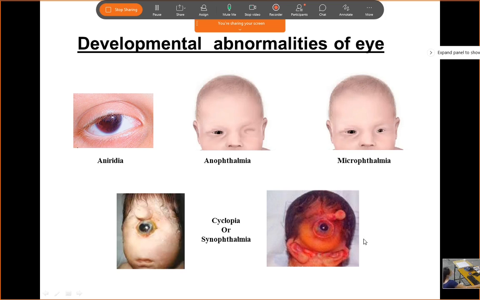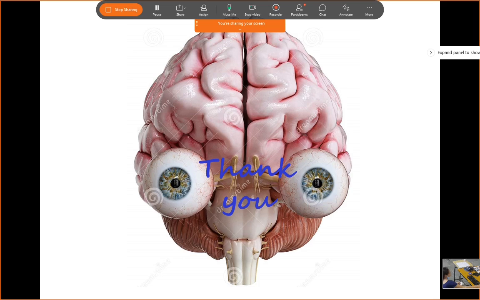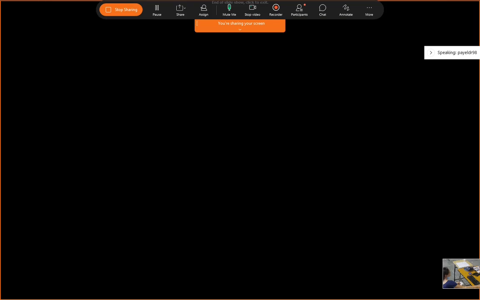So these are the developmental abnormalities of the eye. And till then, thank you. Okay, bye. Bye.